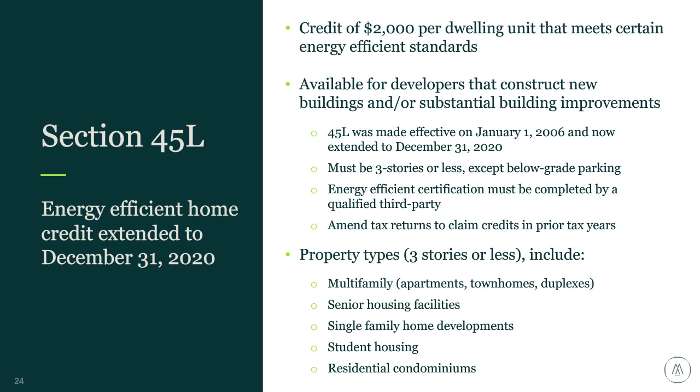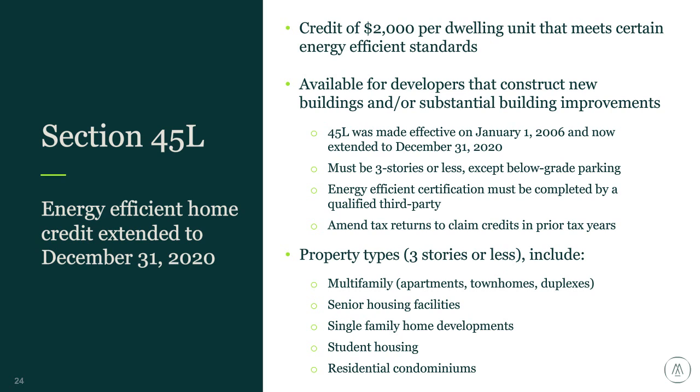So the other energy efficient incentive that was in the extenders package was the Section 45L energy efficient home credit. This credit's $2,000 per dwelling unit, and it applies to either newly constructed buildings or substantial improvement projects. Of course, if they meet the energy efficient standards outlined in Section 45L. Similar to 179D, the certification for energy efficiency under 45L must be completed by a qualified third party. And also similar to 179D, the 45L credit is available for developers who had improvements placed in service between January 1st, 2006 and December 31st, 2020.